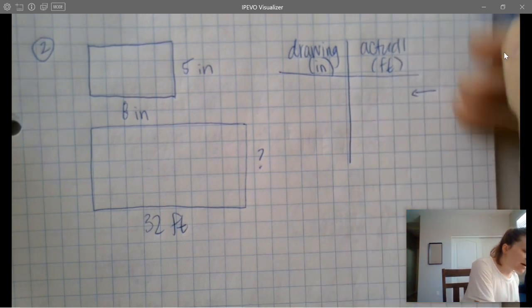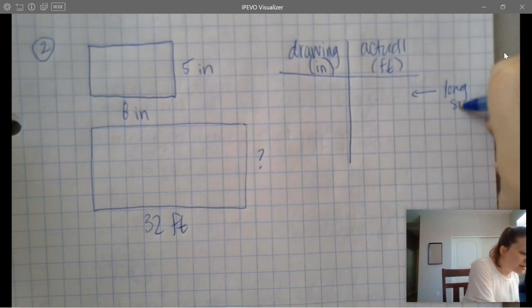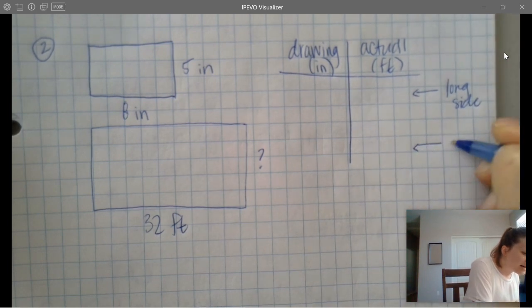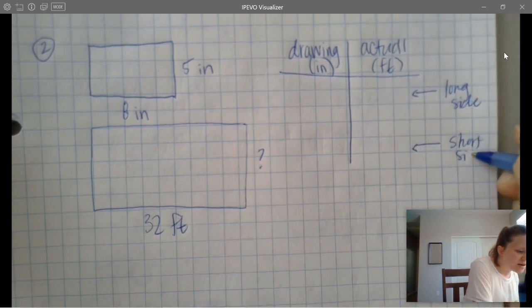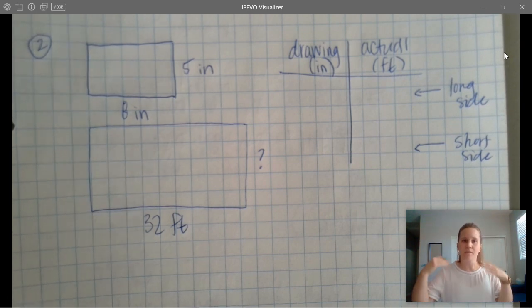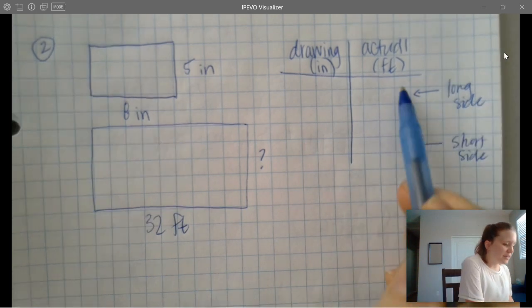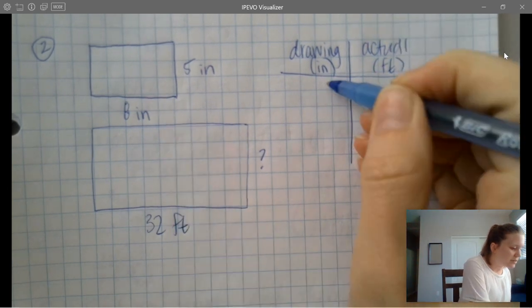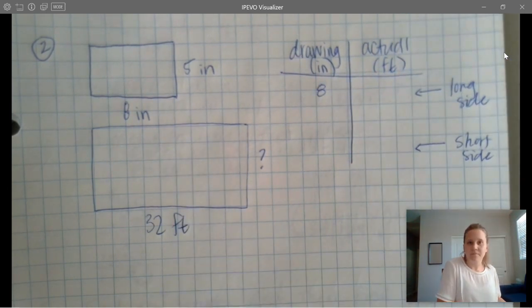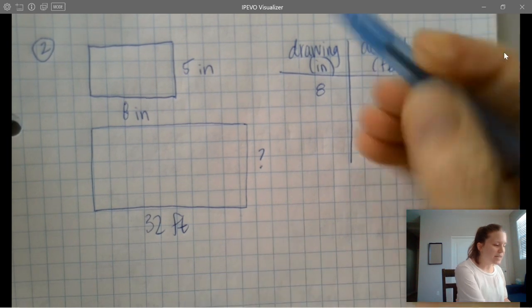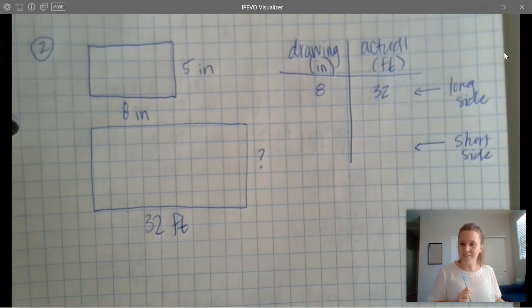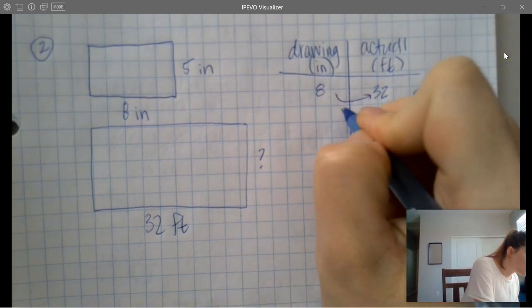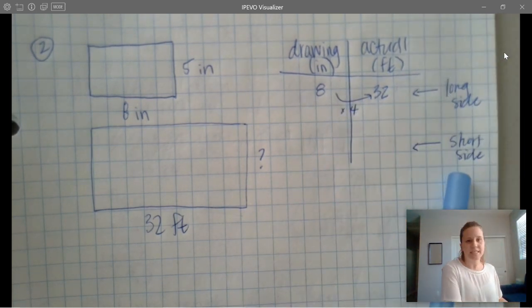So in my first ratio, I'm going to write the long side. And then after that, I'm going to have the short side. I don't have it yet, but I know I'm going to have 2 ratios in my table for each pair of corresponding sides. Okay, so let's go ahead and fill in measurements for the long side. I know in the drawing, my long side was 8 inches. And in my actual rug, my long side was 32 feet. Do you see the scale factor? Yes, the scale factor is times 4. Great thinking.